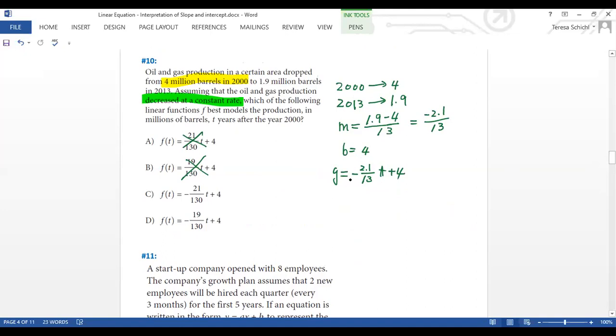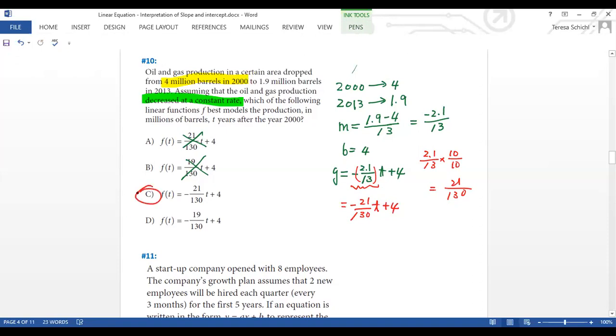Oh, I found out. So the 2.1 is here. So if I can do like in these numbers here, right? So this is 2.1 over 13, right? So if I multiply by 10 over 10, what do you have here? 21 over 130. So that's why you can change this to negative 21 over 130 t plus 4, right? So that's why it's C here.